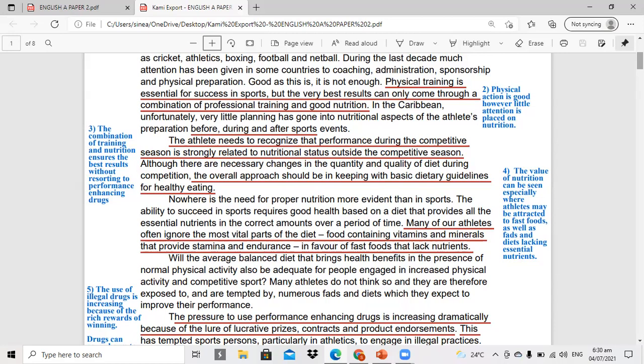So we'll see the combination of training and nutrition ensures the best results without resorting to performance enhancing drugs. I don't know where I got that point from, but that point is not really supposed to be there. It is really supposed to be one where the combination of training and nutrition ensures the best results, right? So that is point three.